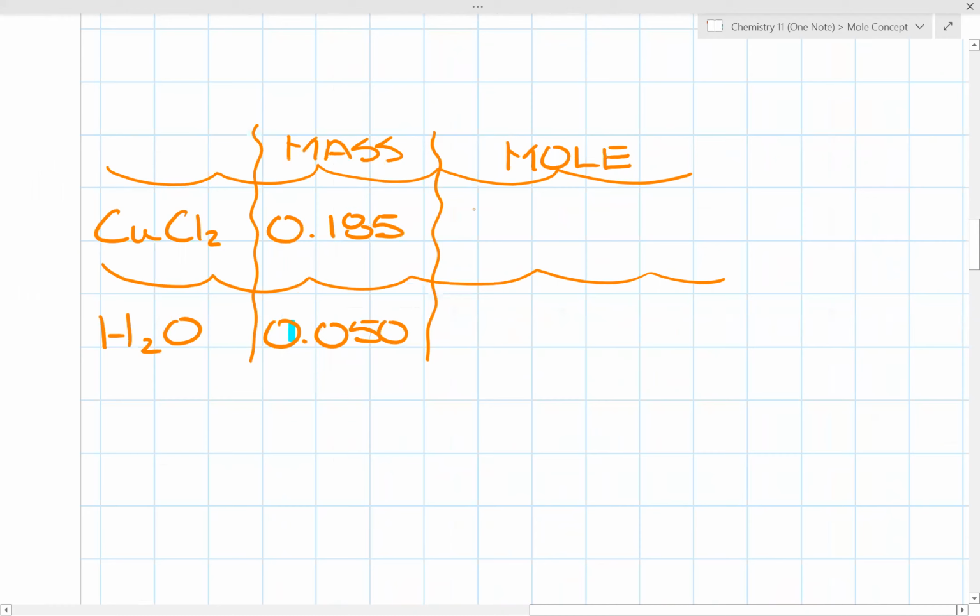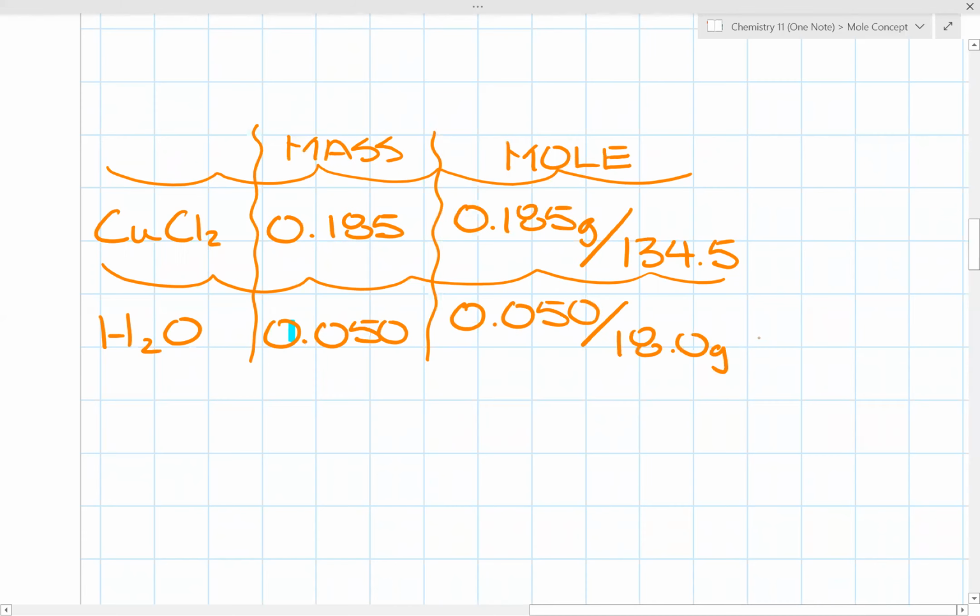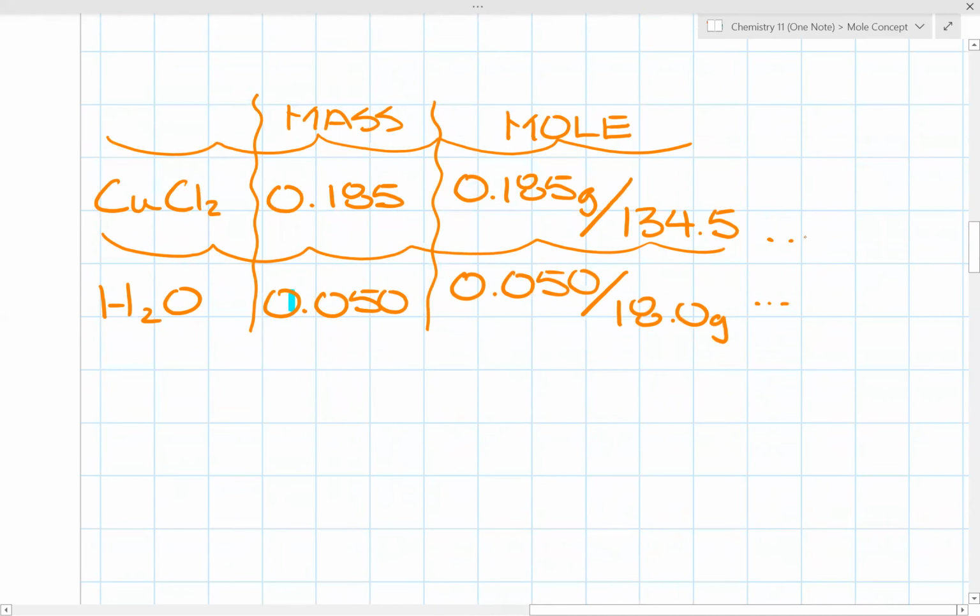How do we calculate the moles? Similar to what you've done before. So for 0.185 grams, you divide it by the molar mass of copper, 63.5, plus 35.5 times 2. This would be 134.5. Water would be 0.050 divided by 18.0 grams. Pretty straightforward. So this is one variation of empirical and molecular formula that is just slightly different than what we gave you in the lesson.